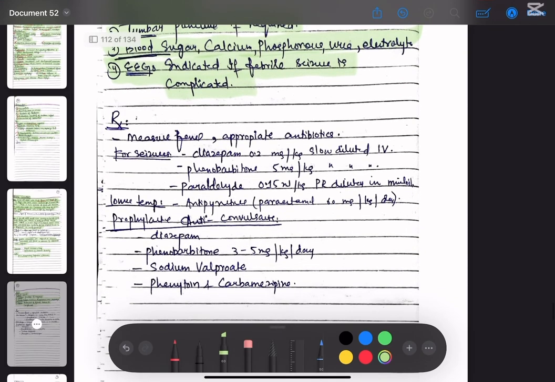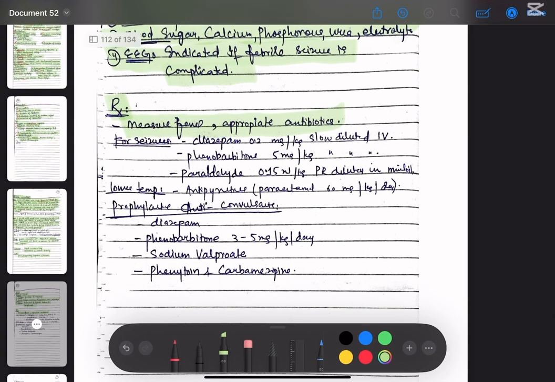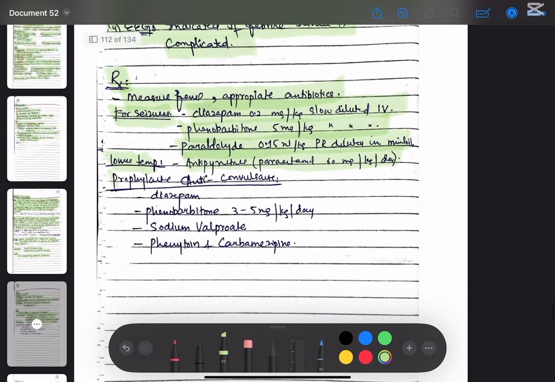Now the treatment options. First of all, the fever is measured and then appropriate antibiotics are given. For seizures, diazepam 0.2 mg per kg slowly diluted intravenously is given. Phenobarbitone 5 mg per kg is given. Paraldehyde 0.15 ml per kg is given. And to lower the temperature, an antipyretic, that is paracetamol, is given.